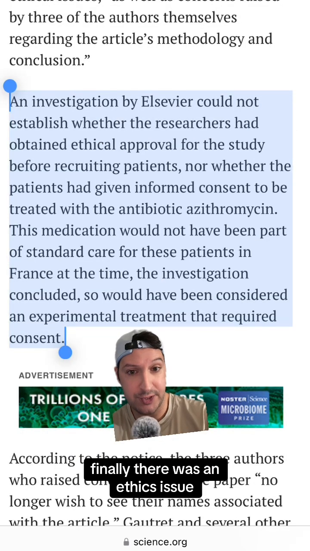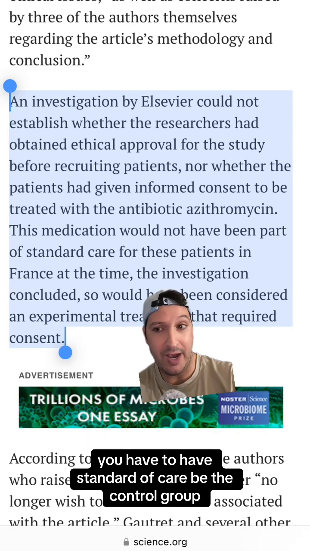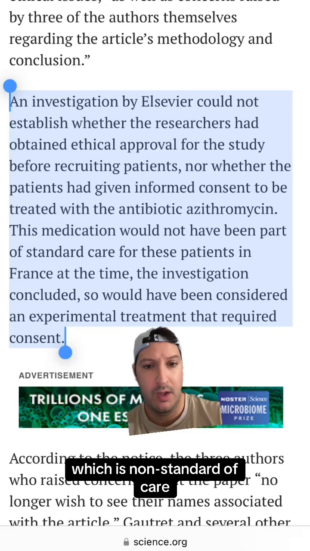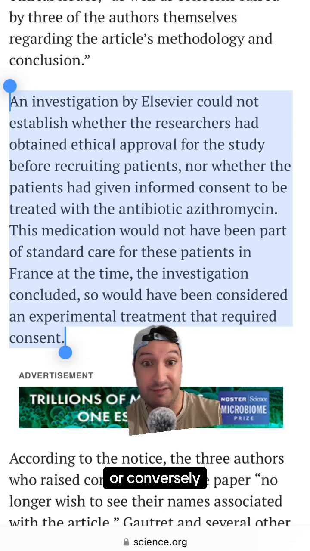Finally, there was an ethics issue. So before I talk about that, let's talk about what standard test protocol is. When you're working with humans, you have to have standard of care be the control group, and then you have your experimental group, which is non-standard of care, where the point of this is to see if the experimental treatment is better than the current standard of care, or conversely if it's worse.